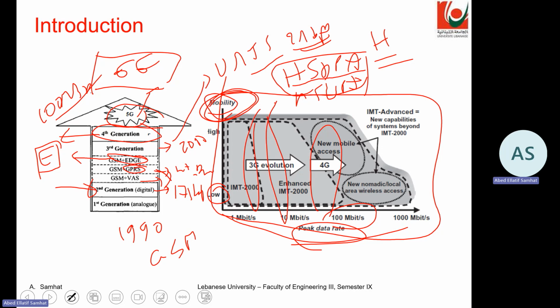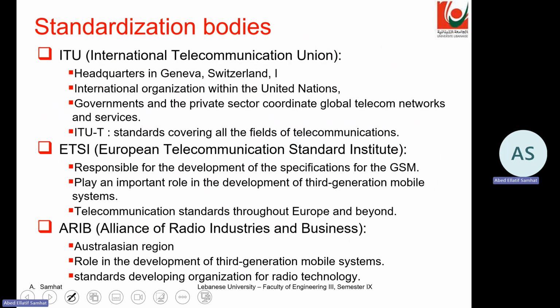Okay, so this is the brief introduction about the evolution of the mobile network, and we will see them in detail in the future chapters. So let's see together what the standardization bodies are, because all communication systems are standardized, and we have different standardization bodies that specify the technical aspects related to such technology.